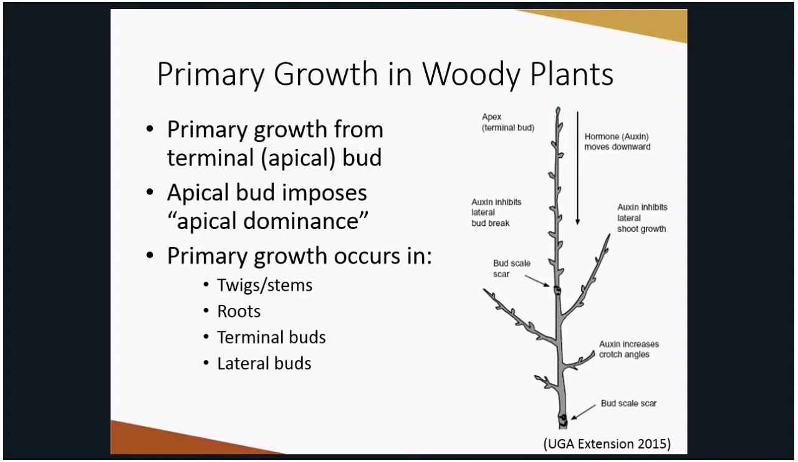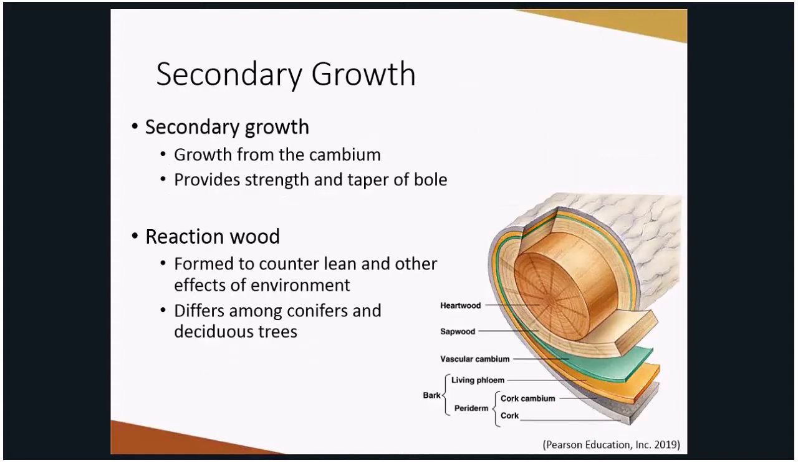So this growth occurs in twigs and roots and buds. This is the type of growth that we typically see and notice on trees very readily. Whereas secondary growth is growth that happens in the inner portion of the tree, growth from the cambium, which enlarges the trunk over time and provides the strength that we need.